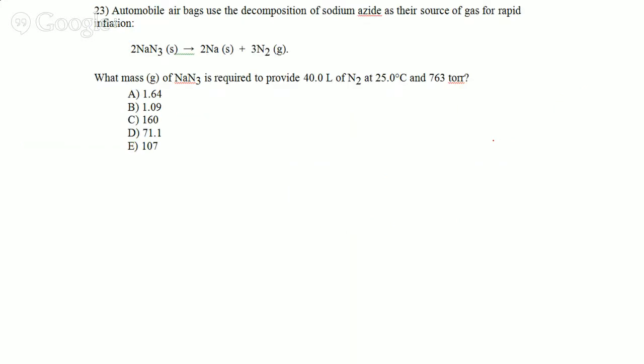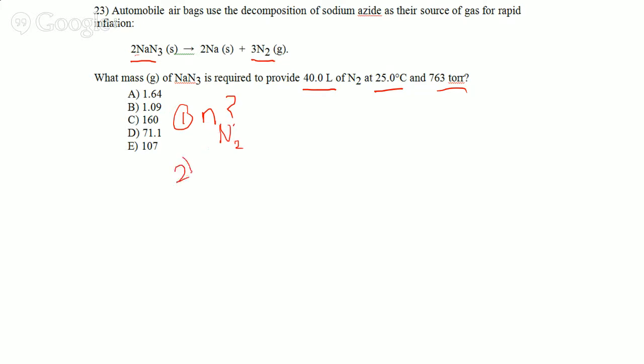Number 23. I like this one because it's applicable to real life and not so abstract. We use this in airbags, and it saves people's lives. This is the reaction. It decomposes sodium azide as a source for rapid inflation because it makes that much gas. So it's a reaction where gas is a product. It wants to know, what is the mass of NaN3 required to provide 40 liters of N2 at this temperature and pressure? First, we have to figure out how many moles of gas that is. First step, moles of N2.